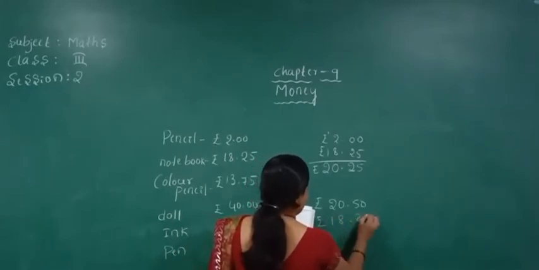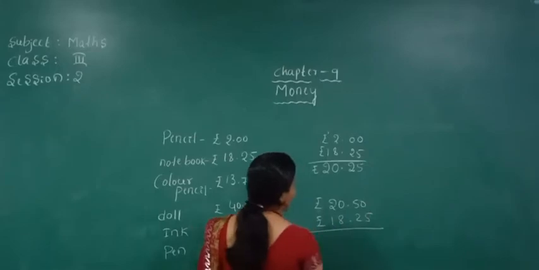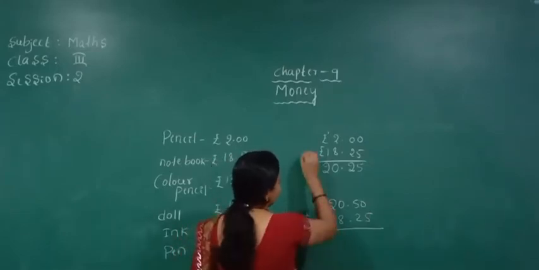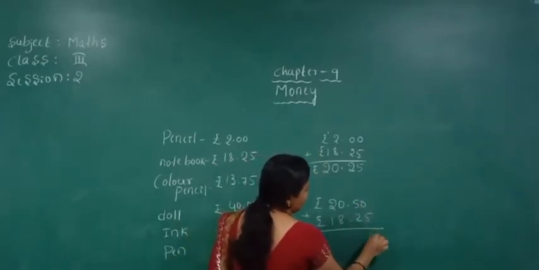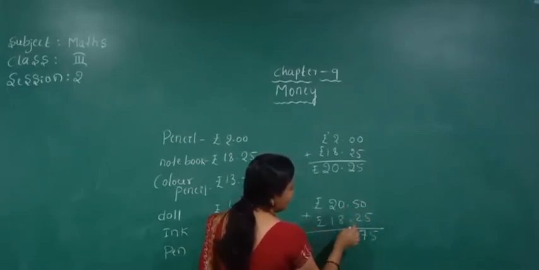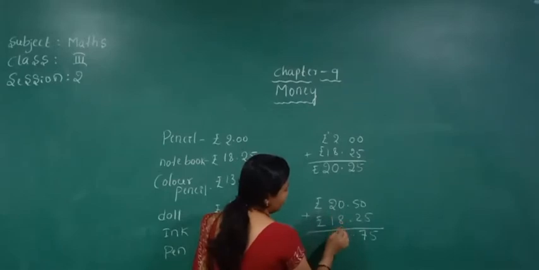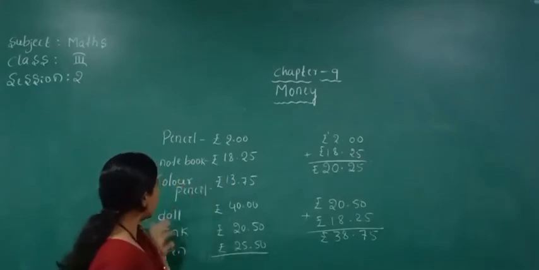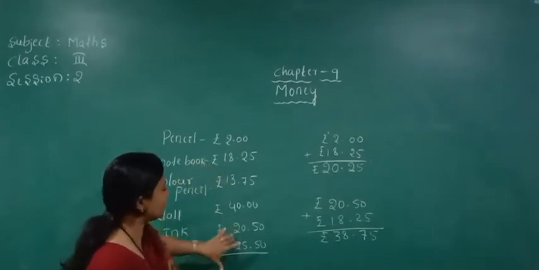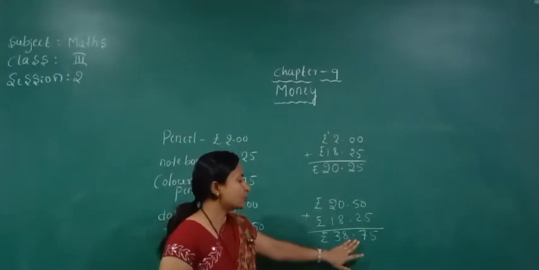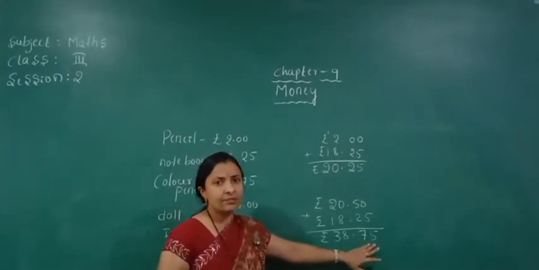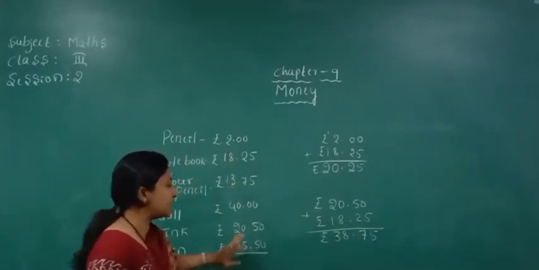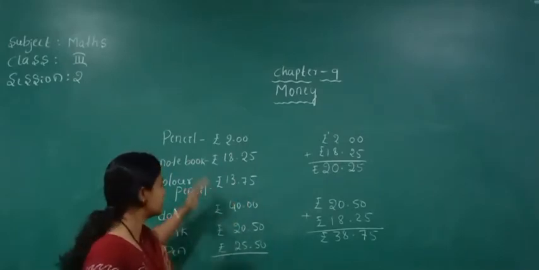18 rupees 25 paise. Okay, so add now. 0 plus 5 is 5. 5 plus 2 is 7. Okay, 0 plus 8 is 8. 2 plus 1 is 3. So the total price of the ink bottle and notebook is how much they have given here? Rupees 38.75.